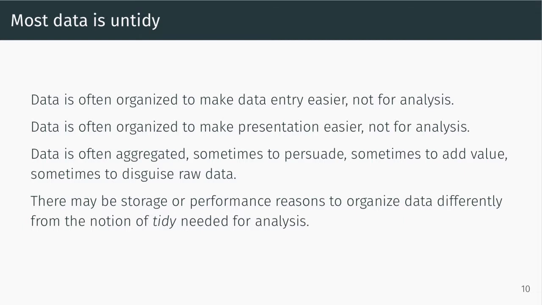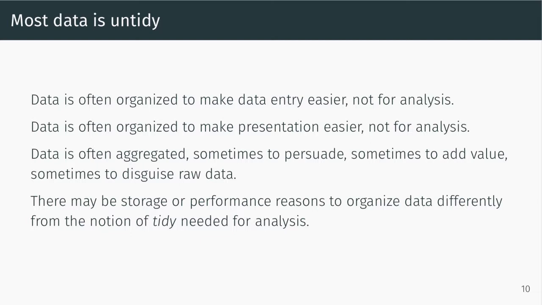Most of the data that you get is untidy. Now, the authors use the terms untidy and messy interchangeably. I think that's a mistake, and they allude to that being a mistake near the end of the chapter. Because data is untidy for a reason, and messy is a pejorative term that implies that they just didn't think better of it. But data is untidy for a reason.